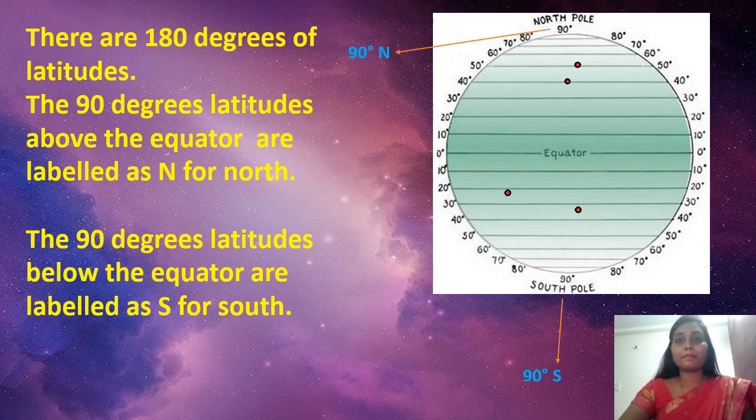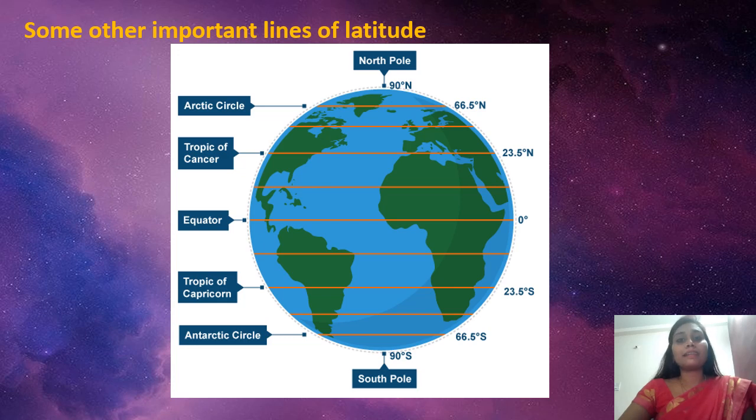Now let's see some of the other important lines of latitude. We have already learned that at 0 degrees we have the equator latitude. Now 23.5 degrees north we have Tropic of Cancer. 66.5 degrees north we have the Arctic Circle. 23.5 degrees south we have Tropic of Capricorn, whereas 66.5 degrees south we have Antarctic Circle. The 90 degrees north and the 90 degrees south represent North Pole as well as South Pole.